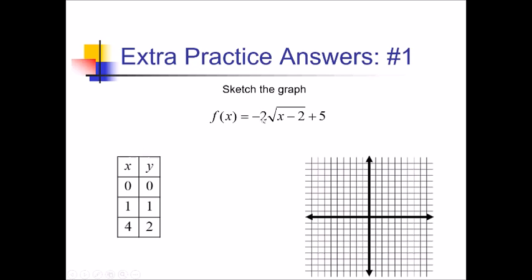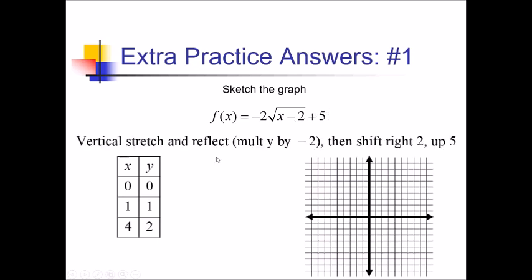This negative 2 outside is both reflecting and stretching the graph vertically. We're basically multiplying the y values by negative 2. The minus 2 inside is shifting us to the right 2. It's the opposite of what you would expect because it's inside the function. And then the plus 5 outside is shifting us up by 5. So stretch and reflect vertically, shift right 2, up 5.